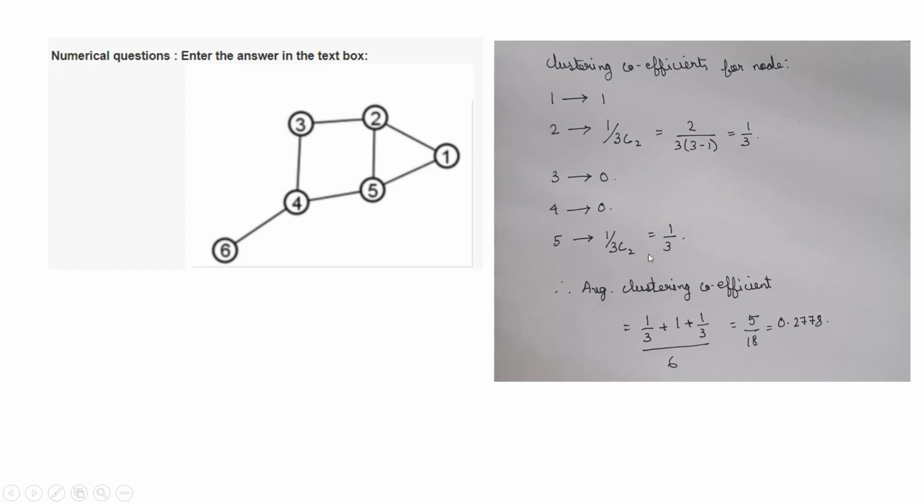I have not written down 6 here, but yeah, 6, it is only connected to 4, which is not forming anything. So the average clustering coefficient will be 1 plus one third plus one third, rest of them are 0, divided by 6. It comes to 5 by 18. It's around 0.27 or 0.28. So I saw 1.27 answer. So that's correct. Moving on. Next one.